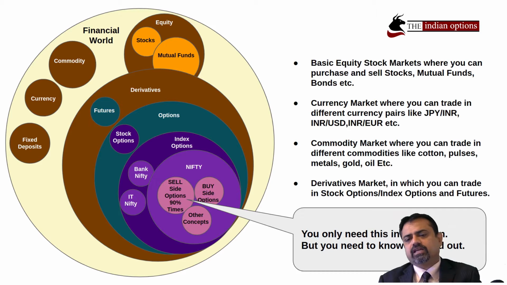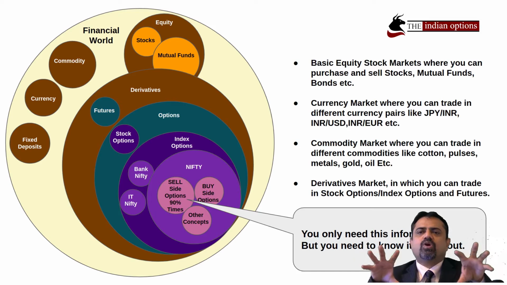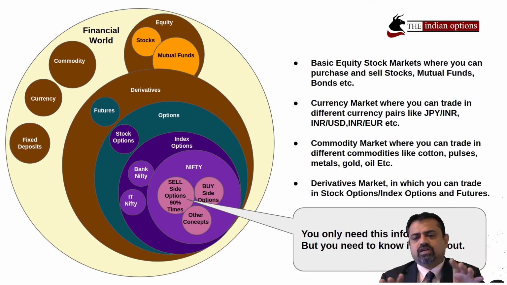Now the biggest thing is derivatives, which is shown here as a big circle. Within derivatives we have two really important segments: one is futures and one is options. I have shown futures and options in the teal color. But we are not going to talk about futures, and frankly speaking, I really don't know anything about futures, so I'm not going to talk about that.